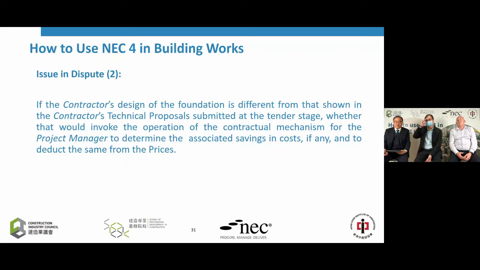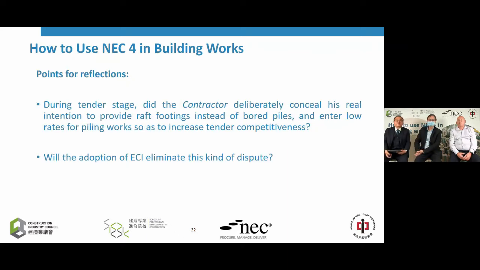So actually, I was given the task to answer these two questions, but my question today is whether or not the use of the ECI process will help to resolve those disputes that I have just mentioned. Now, I raised some points for all of you to consider.